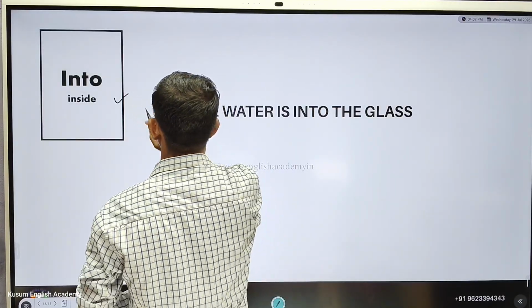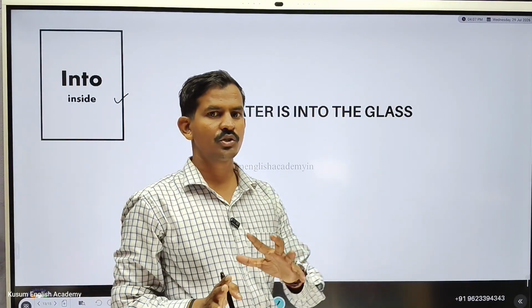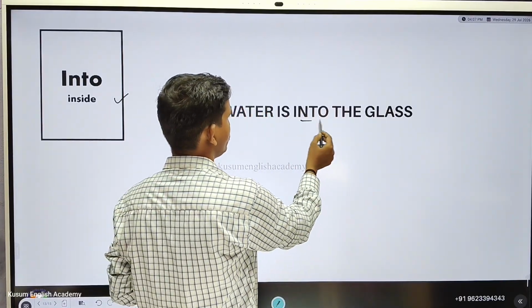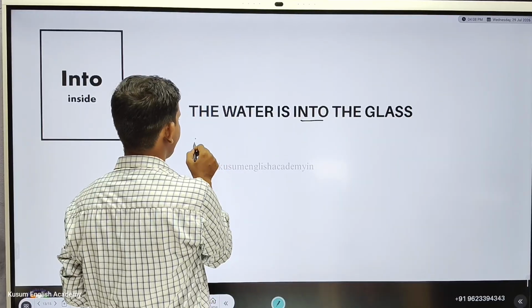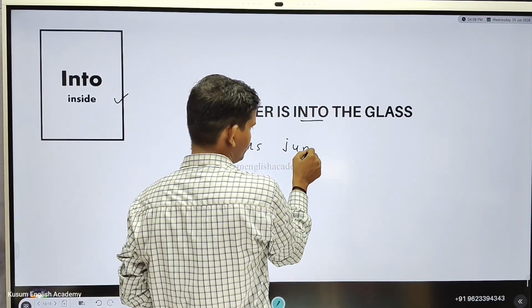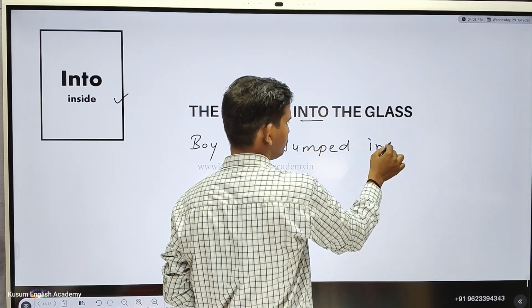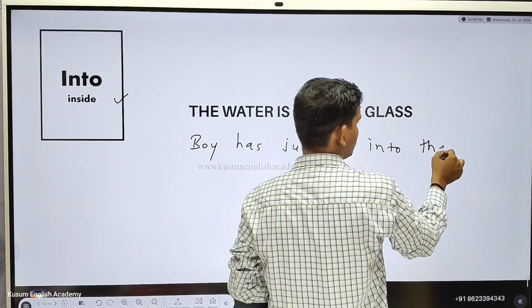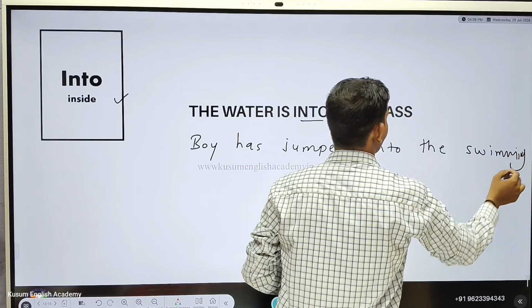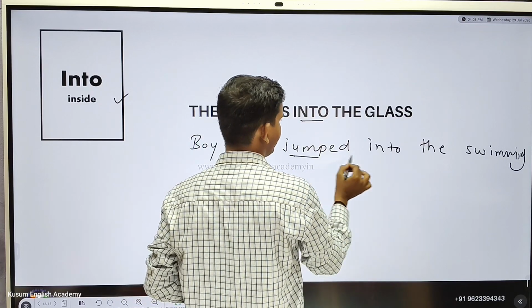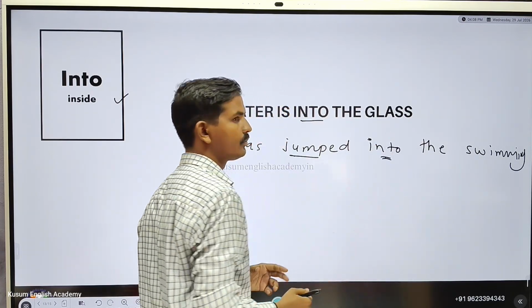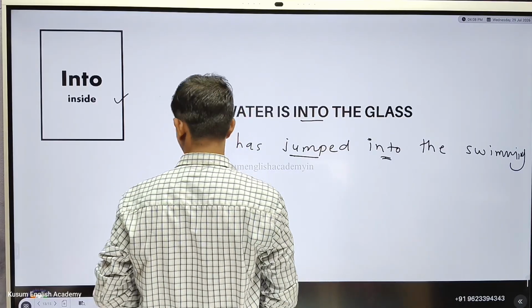Then we have "into". Into is what? It shows a moving object. For example, the water is going into the glass. Also you can say the boy has jumped into the swimming pool. So it is talking about an action taking place, meaning that the action is in movement. When you talk about movement going on, then you can use "into".